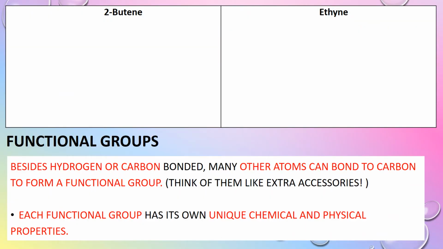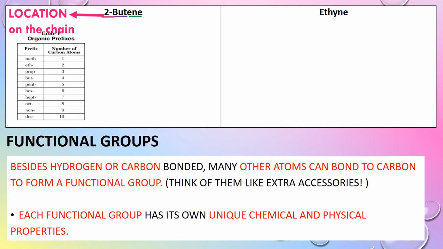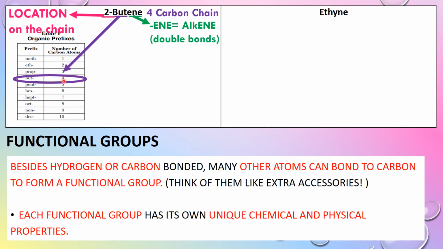Take a look here. 2-butene. Okay, 2 means that I have the location on the chain where I have this extra accessory. But comes from table P. I see that BUT means that there are 4 carbons on my main carbon chain. ENE stands for an alkene, which means that there is a double bond somewhere in this chain. There could be more than one, but there's at least one double bond. Well, where is that double bond going to be? That's the number out in front.